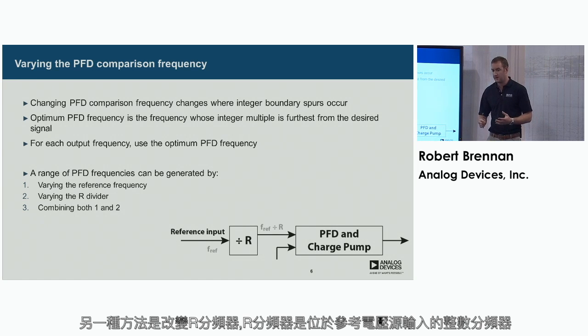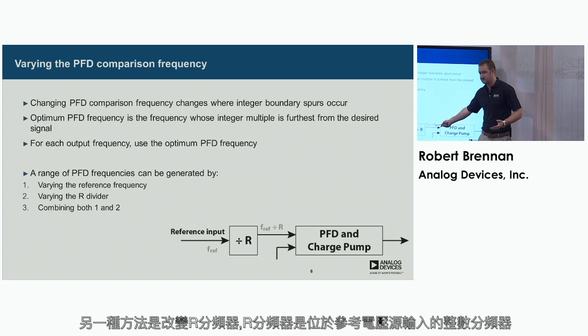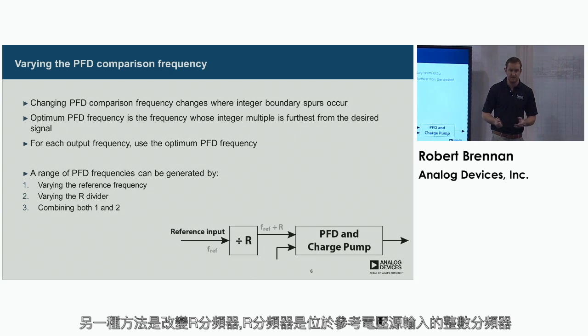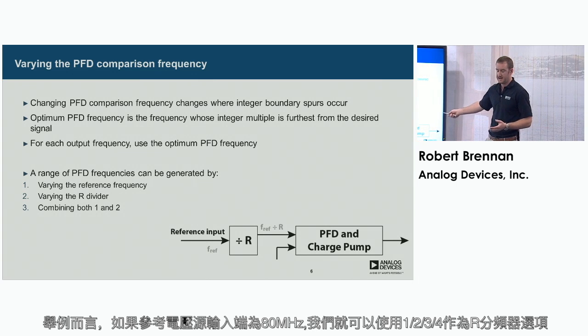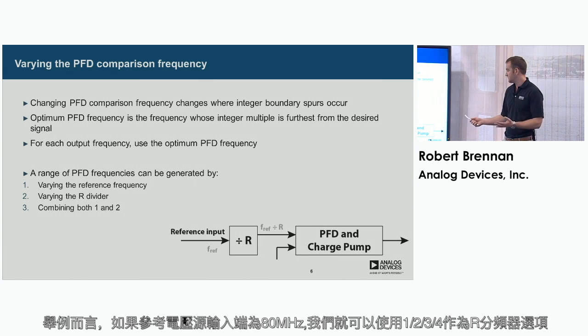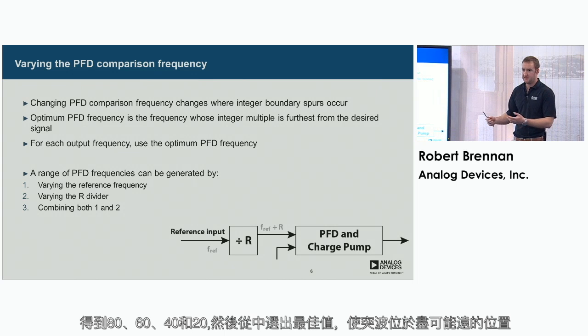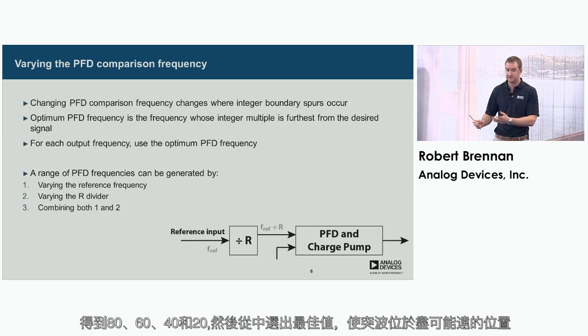The other way to do it is to change the R divider. The R divider is an integer divider on the reference input. If, for example, we had 80 megahertz at the reference input, we could use R divider options of 1, 2, 3, and 4 to get 80, 40, 26.7, and 20. We can then choose the optimum one that will put the spur as far away as possible.